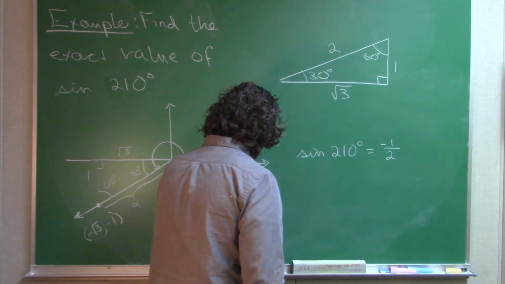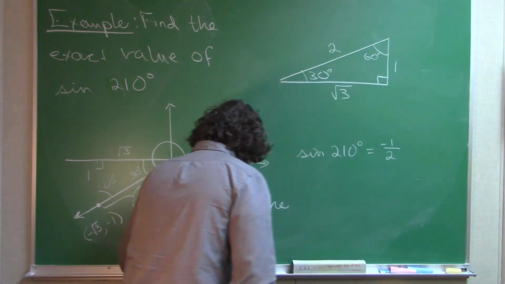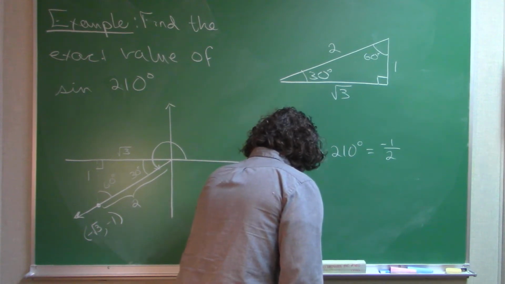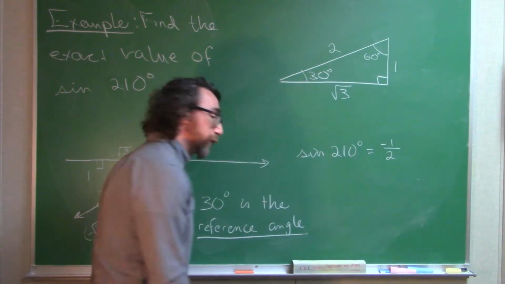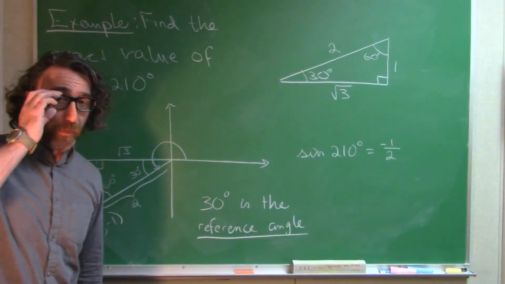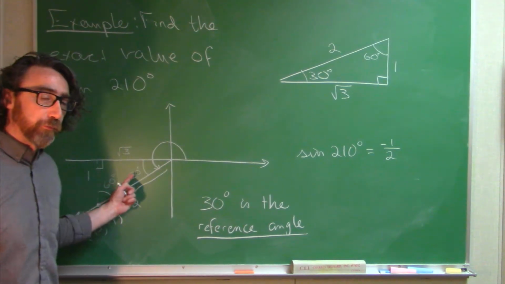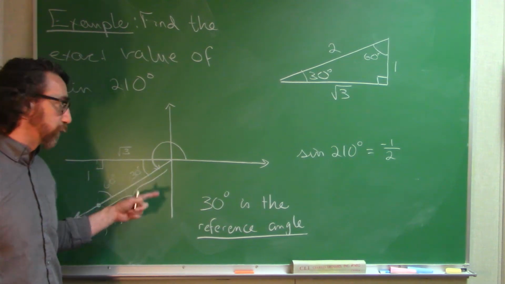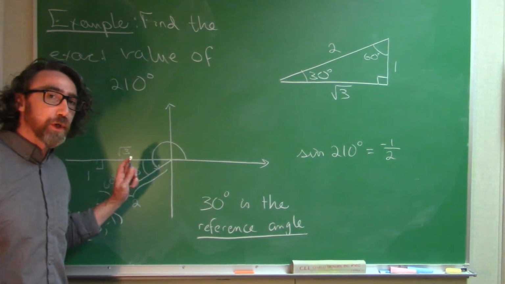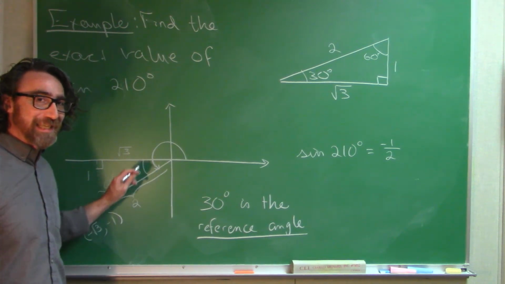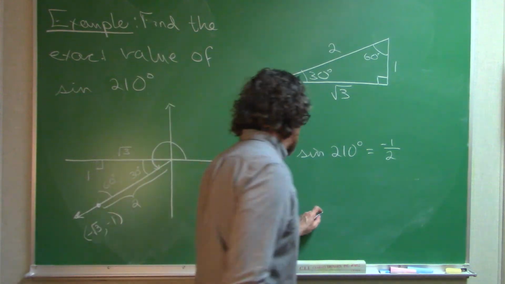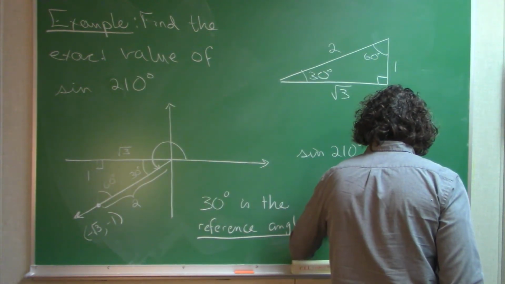All right, so 30 degrees is the reference angle. Okay, 30 degrees is the so-called reference angle. Very helpful tool for working with trig functions. Now, to make the reference angle, you always go to the x-axis. Always go to the x-axis when you're looking for your reference angle.